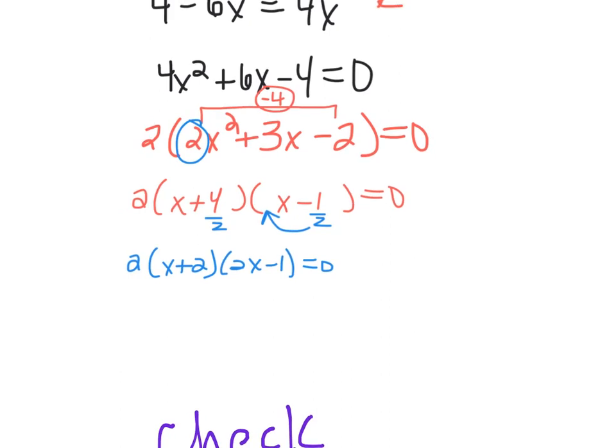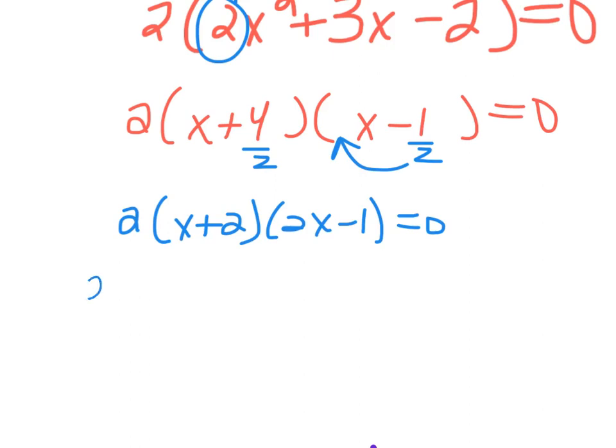So now, how do I find out what x equals? Set everything equal to 0. So I have 2 equals 0, x plus 2 equals 0, and 2x minus 1 equals 0. So in this first case, 2 equals 0. Is that true? No. Cross it out.